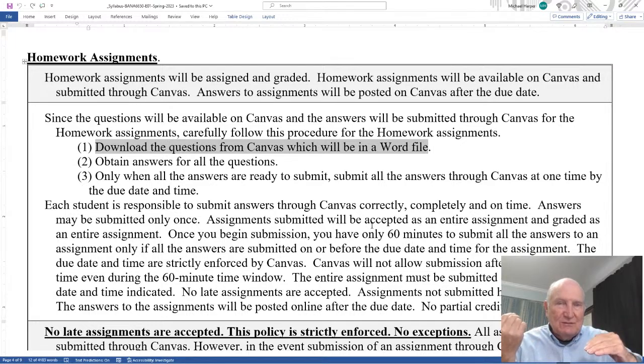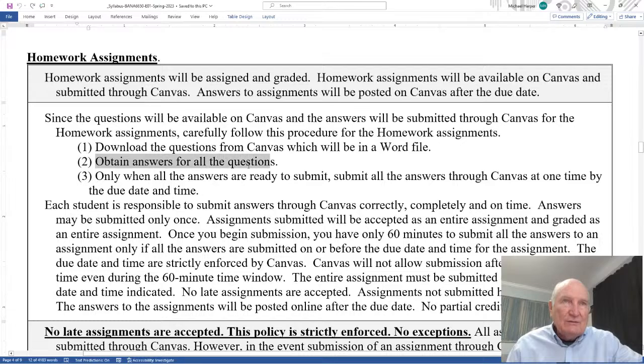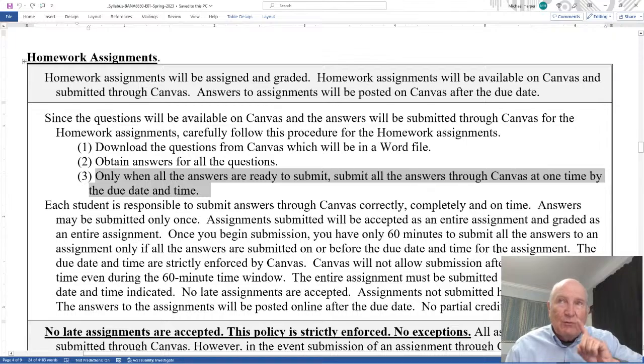There's no questions in the submission link. You're just submitting answers. So be careful you don't do that. So, one, download the questions. Two, obtain all your answers for the questions. Three, only when all the answers are ready, submit all the answers through Canvas at one time by the due date and time. So you download them, you get the answers, and then you open the submission link and submit them.